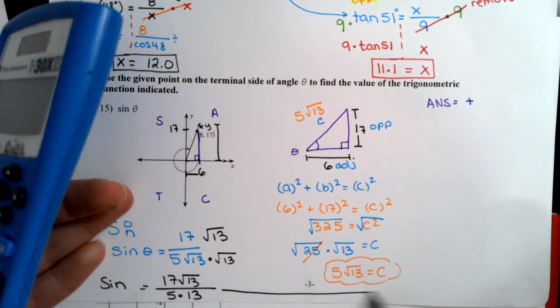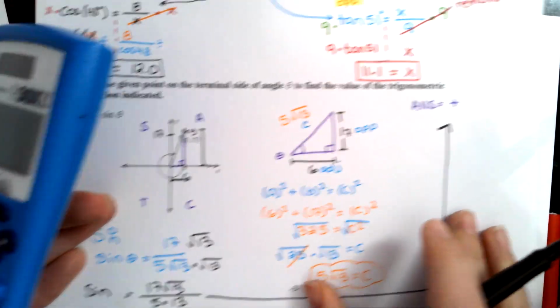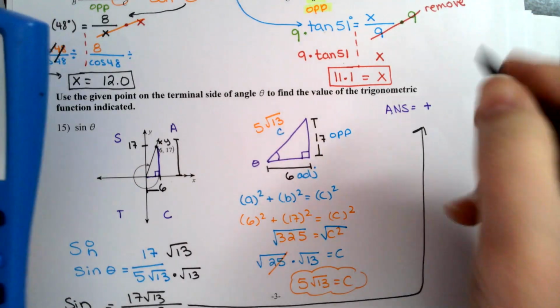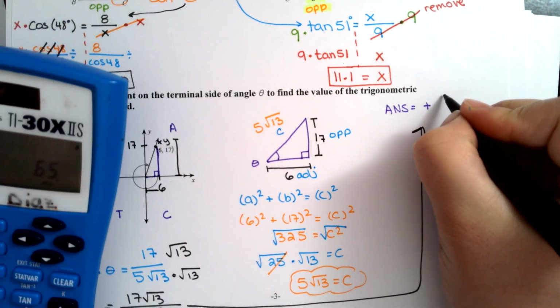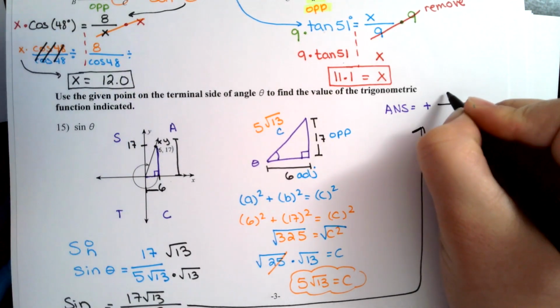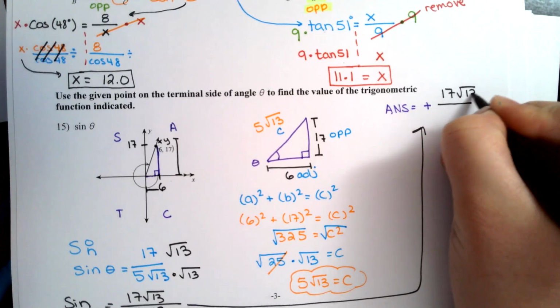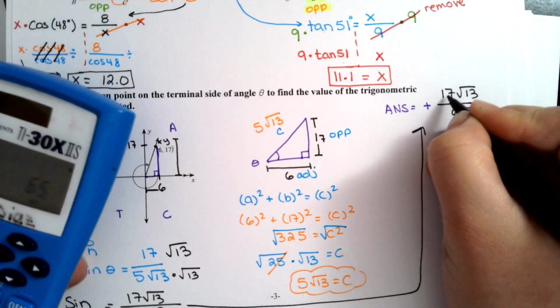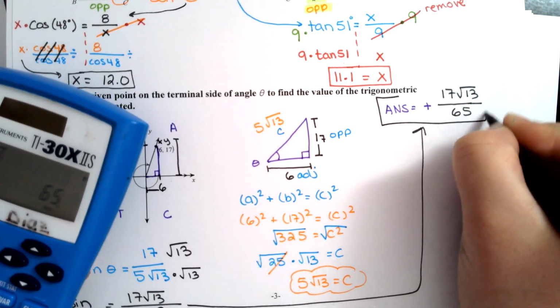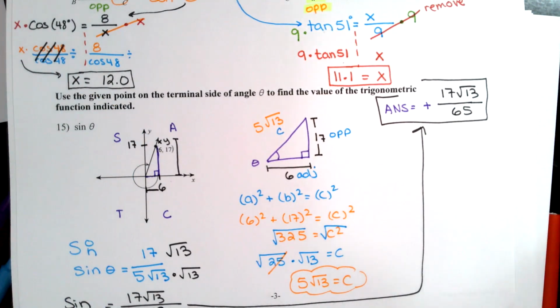So I'm going to bring that up here and say we have positive because it's in quadrant 1, and we have numerator 17 root 13, denominator 65. 17 and 65 cannot be simplified. If it can, then definitely simplify your fractions.